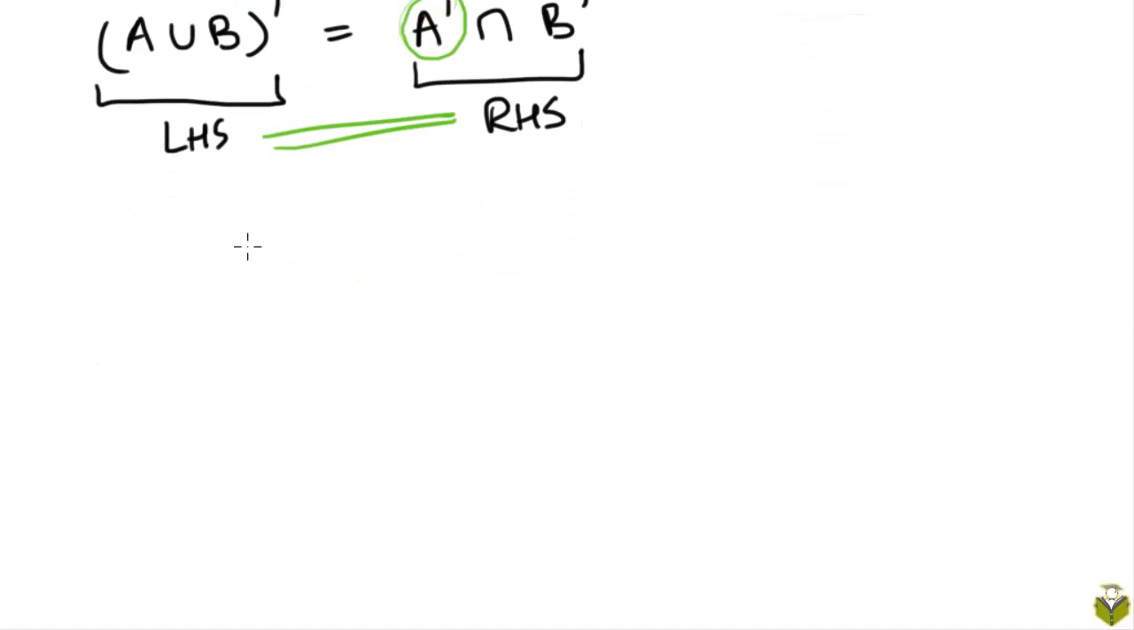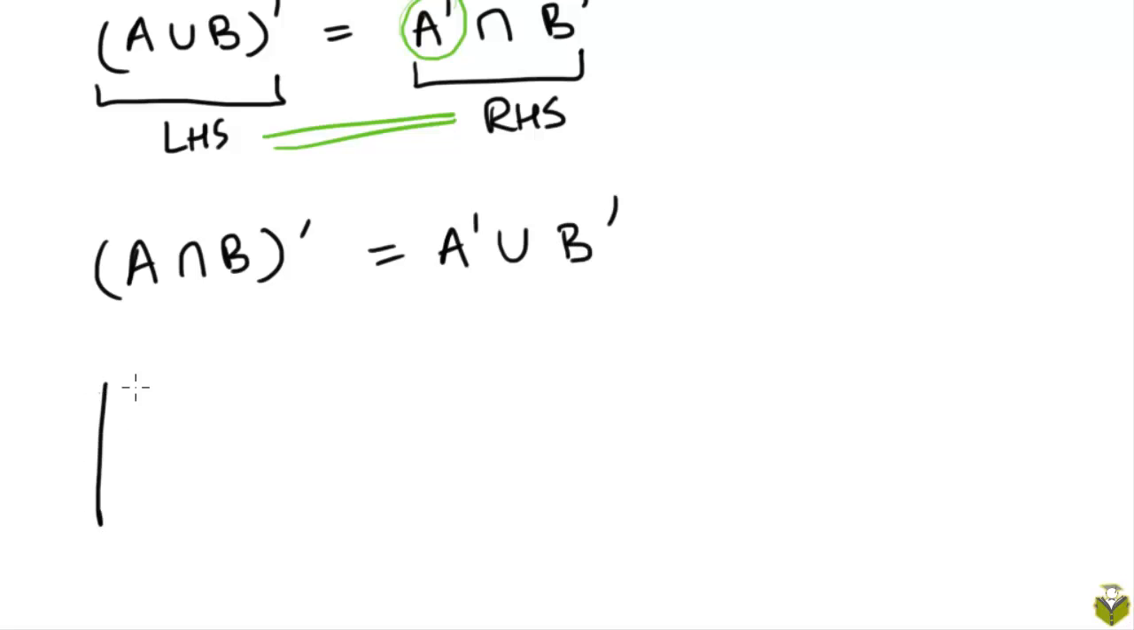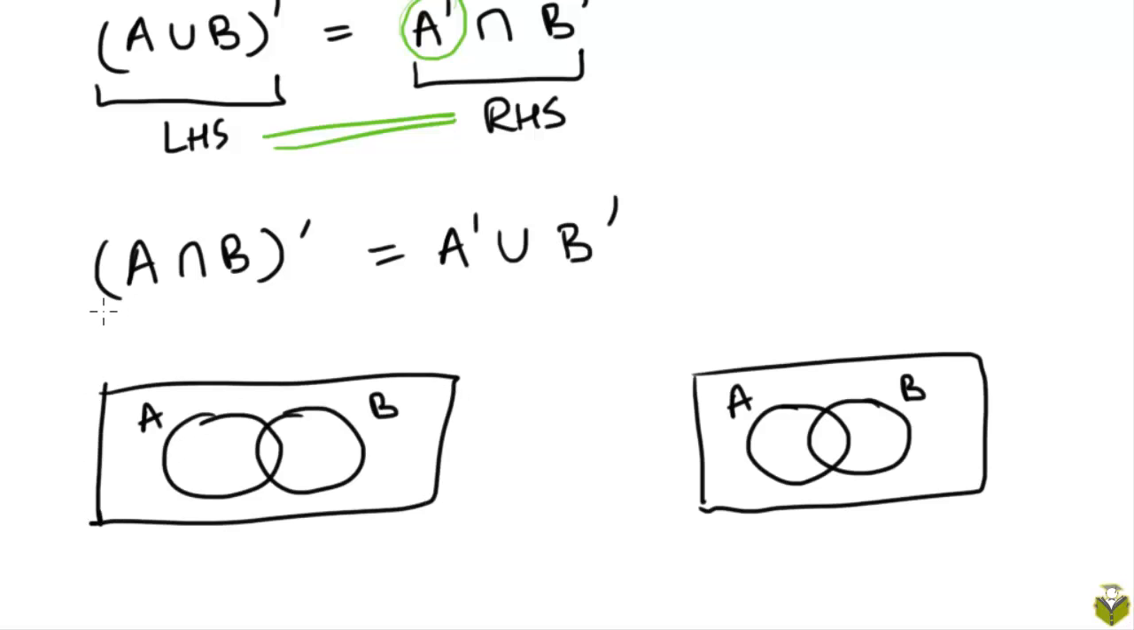Let's try to prove the other law. (A ∩ B) complement is A complement ∪ B complement. Again, we'll draw two Venn diagrams and we'll shade the regions corresponding to both of these sets in these two Venn diagrams. So let's look at the left hand side. A ∩ B is this tiny region over here. (A ∩ B) complement is everything outside of this black area. So everything outside of this black area is (A ∩ B) complement.